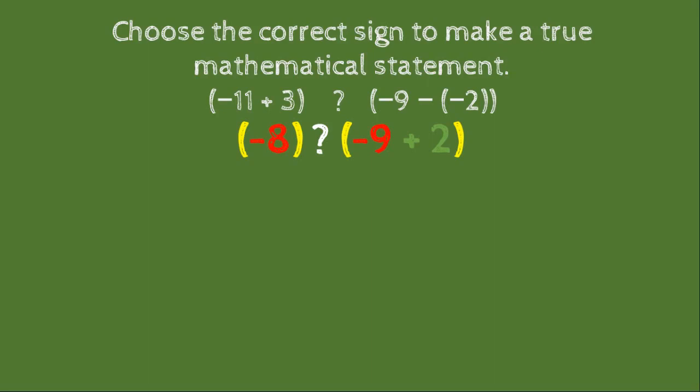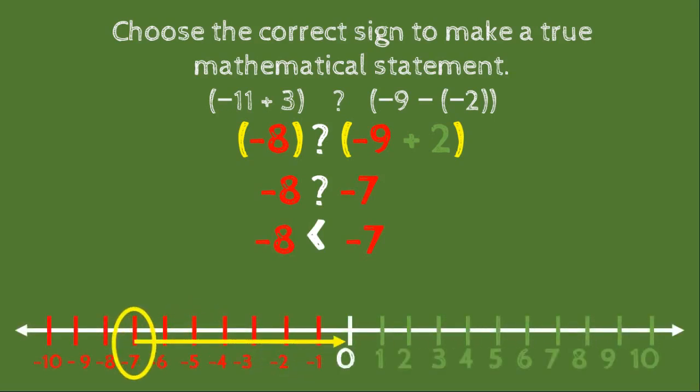So minus 9, minus minus 2 becomes plus 2: minus 9 plus 2. And we can further simplify. Again, we remove the parentheses. Minus 8 just stays as minus 8. And we have another parentheses with an addition problem, minus 9 plus 2, which simply becomes minus 7. The correct sign would be minus 8 is less than minus 7. And we know this because minus 7 is closer to the number 0. And that is why it is greater.